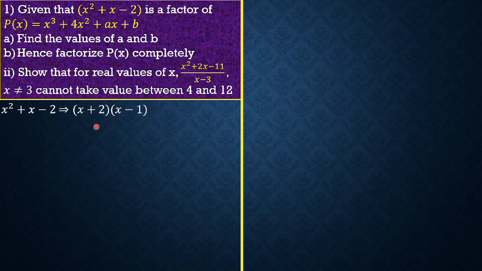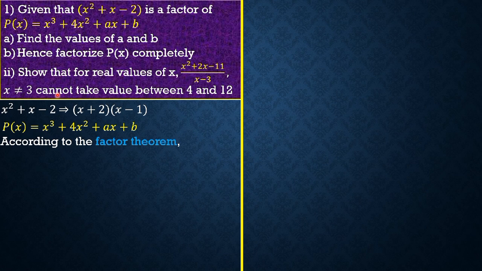Alright, so factoring it is going to give us this. Now, according to the factor theorem, if this is a factor of the polynomial, it means that p of each of the roots we get when we equate our two factors to 0 has to give us 0. According to the factor theorem, if x plus 2 is a factor, that means p of negative 2 has to be equal to 0. This is p of x, right? We are going to put negative 2 everywhere we see x and we simplify.